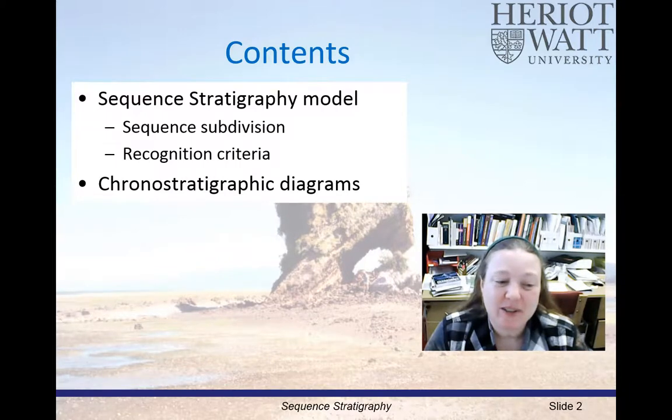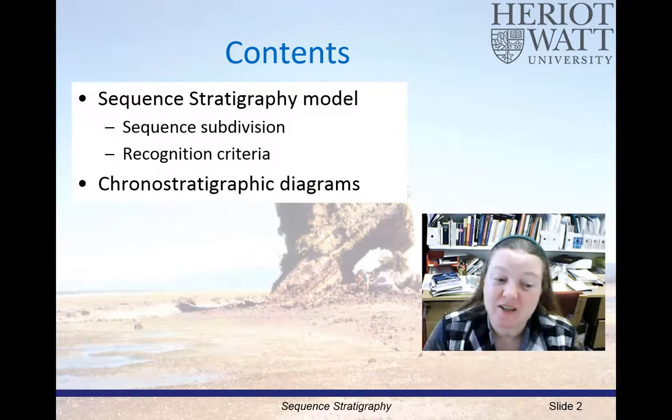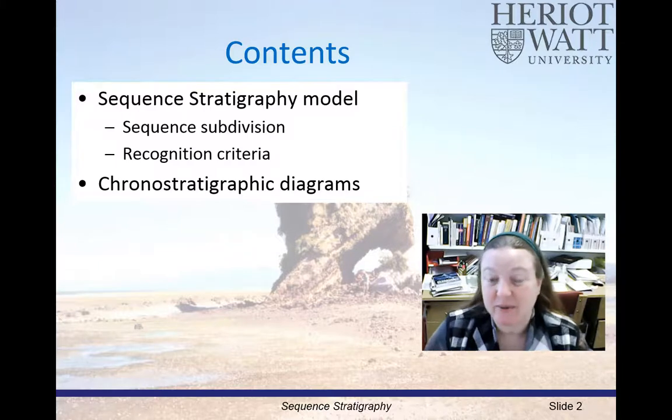We will look first at the various definitions and then at the recognition criteria for the various subdivisions of sequences, and finally I want to end with a short discussion on how to create chronostratigraphic diagrams.